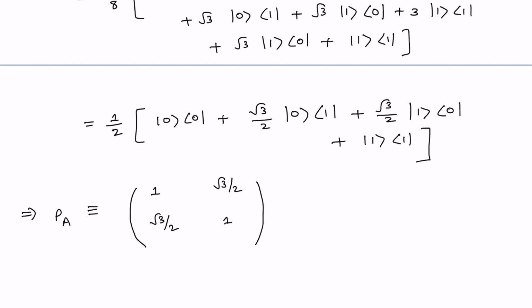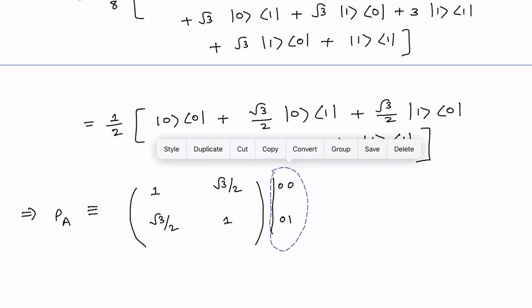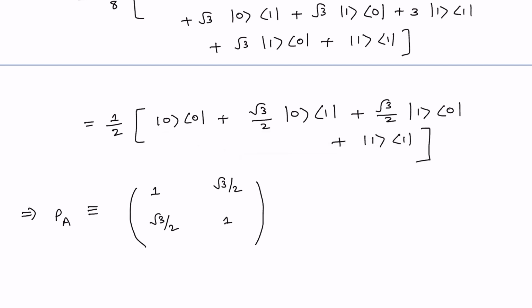So I hope you see how I have written it. The bases are 0, 1 here, then I am writing 0, 1 in the column as well. You just have to keep this part in mind, and then you can easily write it down. It's very easy to apply this, and you always just need to remember this trick, and we have actually discussed it many times.